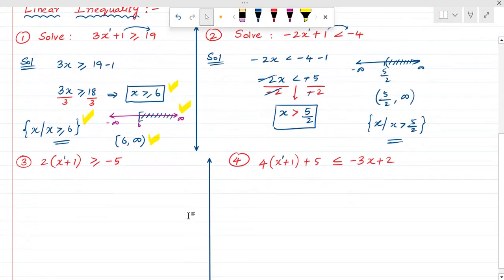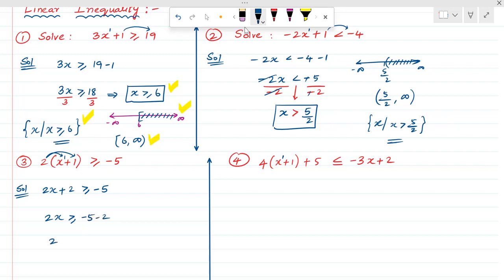Now let us solve the next problem. Here we have to simplify first, then we have to calculate the inequality. First you multiply inside. Here you will have 2x plus 2 is more than or equal to minus 5. 2x more than or equal to minus 5 minus 2. 2x more than or equal to minus 7. x is more than or equal to minus 7 over 2. So this is what you have.